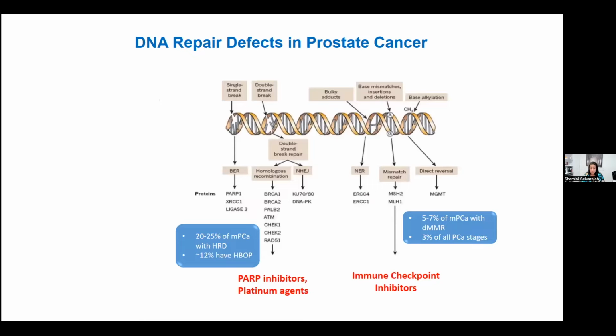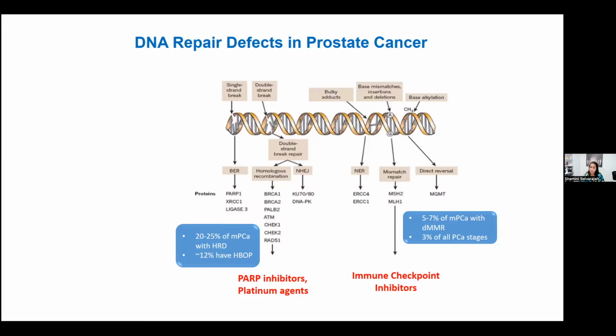Now, this is another way of representing the previous slide. So it shows all the different types of damage that can happen to your DNA. And then you have the different types of repair systems. But the two systems I want you to focus on is one is called homologous recombination and the other one is called mismatch repair. So with homologous recombination, you have genes such as BRCA1, BRCA2, PALB2, ATM, genes you would have heard about probably.